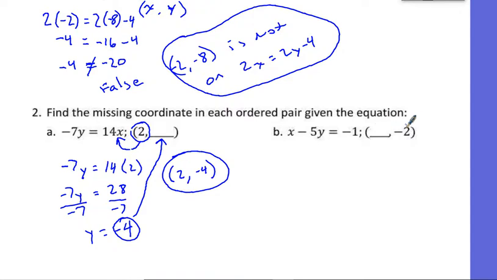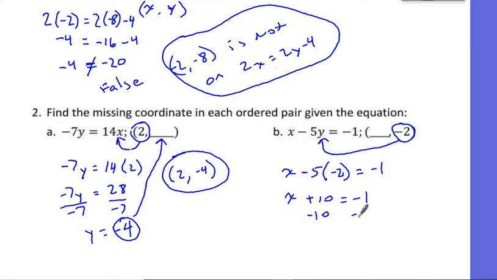Example B, this time you're given a y value and you're looking for the x value. So we take negative 2 and we'll substitute it in for y. X minus 5 times negative 2, representing y, equals negative 1. And we'll solve for x. Negative 5 times 2 is positive 10. Subtract 10 from both sides. X equals negative 11.